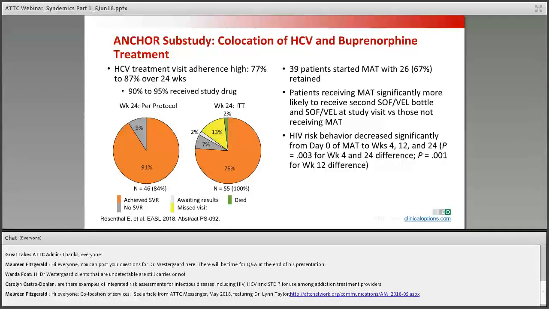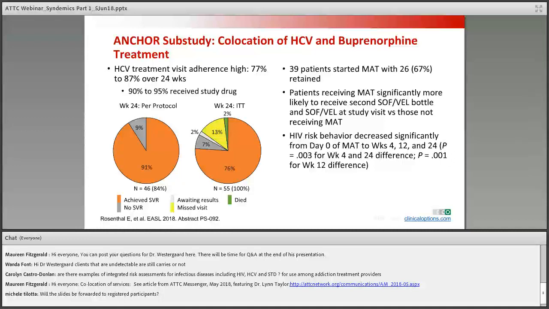It was a single arm. They didn't randomize people to MAT or not, but they compared it to the other ones and found that most people who received both or co-located treatment did well. 91% had SVR, which I should have defined earlier, I apologize, as a sustained virologic response. That's the way we say cure in hepatitis C to make ourselves sound like we know what we're talking about.